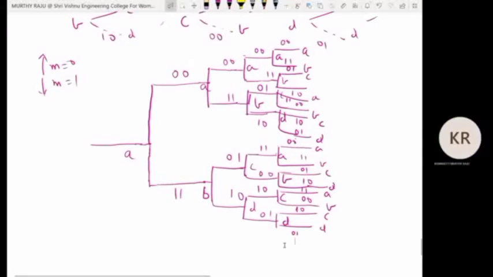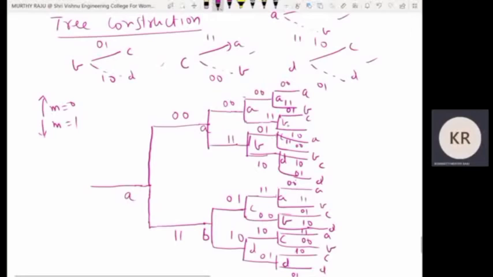After 3 levels, level 1, level 2, level 3, the structure is repeated. This is the structure: A, B, C, D, repeating. After 3 levels, the structure is repeated. Some redundancy is there.